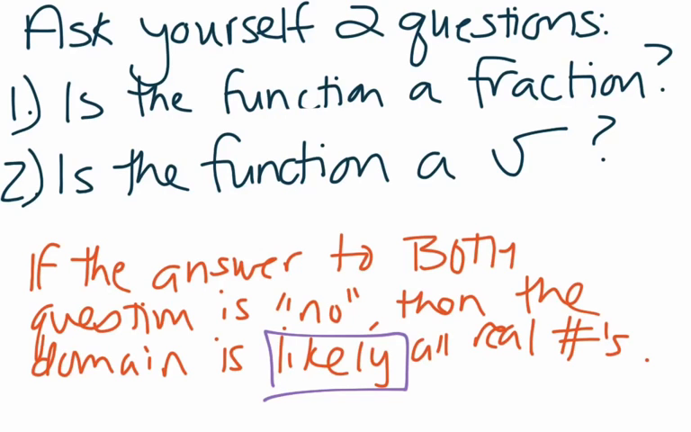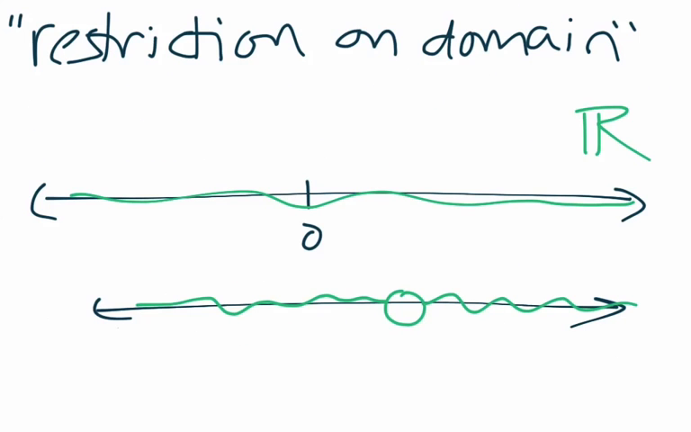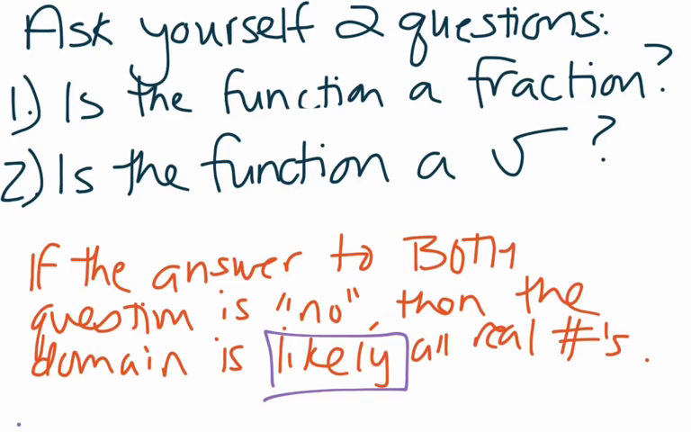So if you are looking at something and it says, is the function a fraction? You say, nope. Is the function a square root? Nope. Probably the answer is all real numbers. And if you're taking a multiple choice test, that's what I want you to bubble in. That's likely the case. It means the two big things that would restrict you aren't there, so probably there are no restrictions. Now we just have to deal with what if you answer yes.